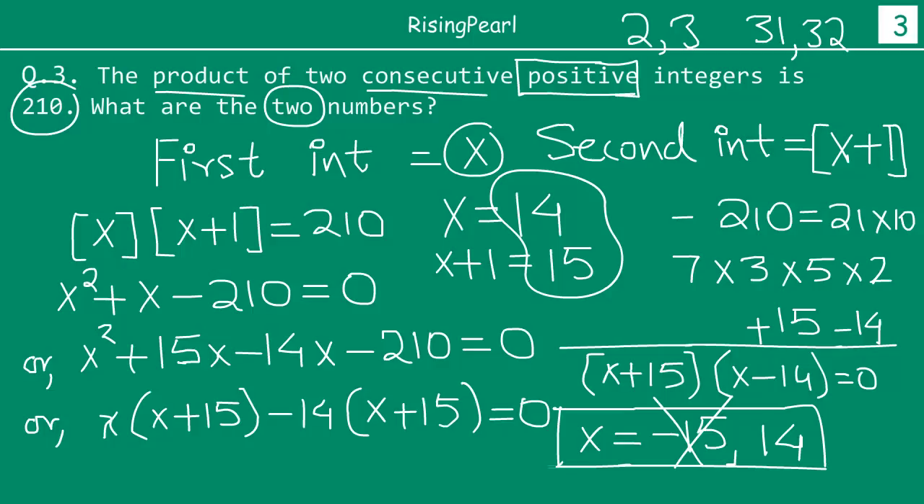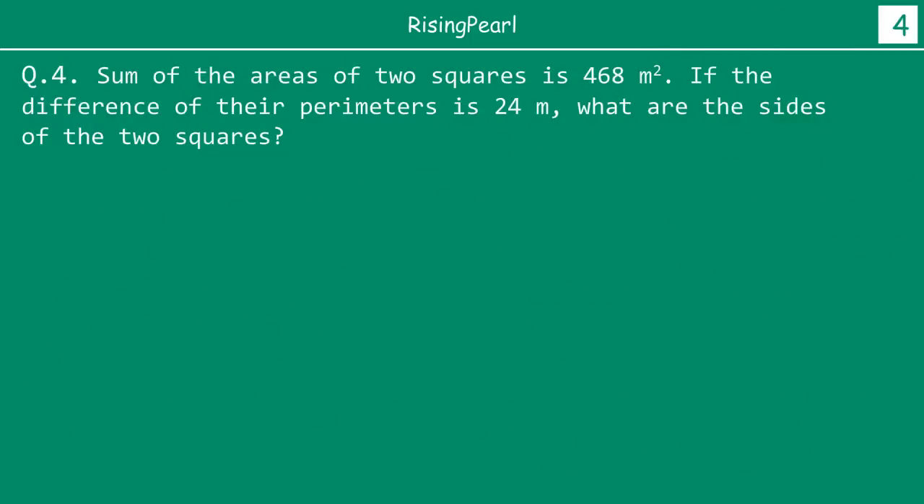Let's take a look at one more question, friends. We had also looked at this question at the very beginning, right? The sum of areas of two squares is 468 square meters. If the difference of their perimeters is 24, what are the sides of the two squares? So let's say the first square has side x. The area will be x square, and for the second square, let's say its side is y, so its area will be y square.